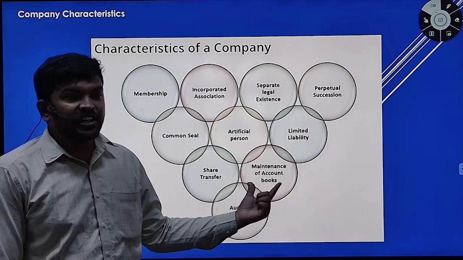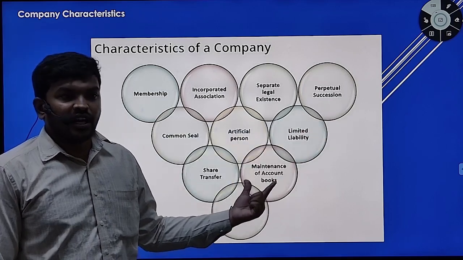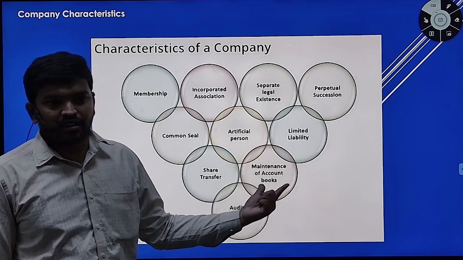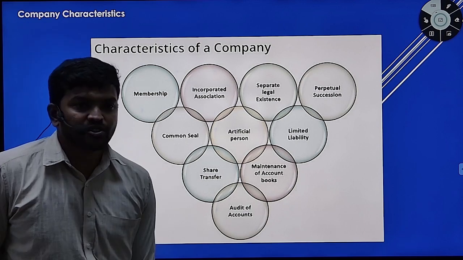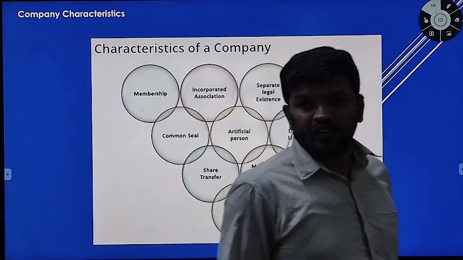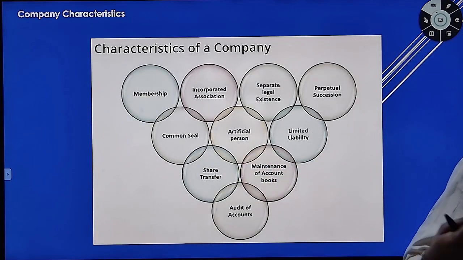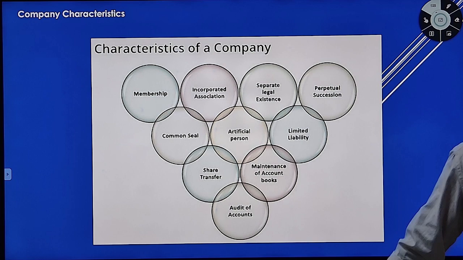Clear? And then maintenance of books of accounts. The company has to maintain accounts. Audit of accounts: accounts are also audited, which was covered in the first class. Clear? These are all the characteristics of the company.